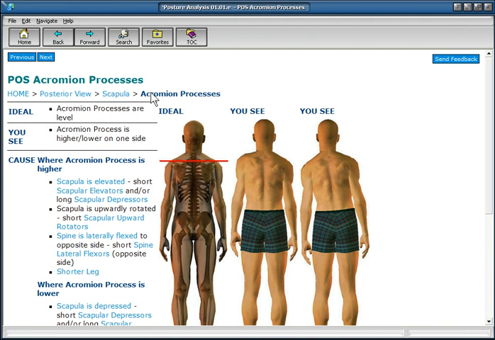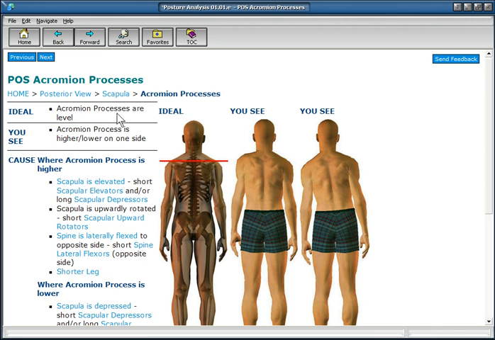Now we've got three fields. One tells us the ideal, what we should see. Another tells us what you see, which is the deviation from the ideal, and then the possible cause of that, as to what muscles or structures are involved that cause that deviation. So let's have a look at that ideal, because we have a picture here. It says the acromion processes are level, so this is what you'd like to see.